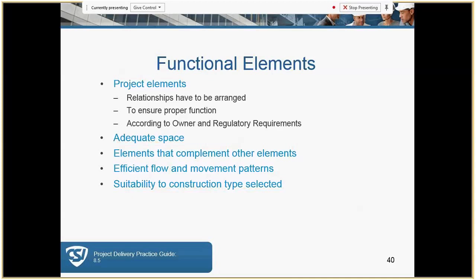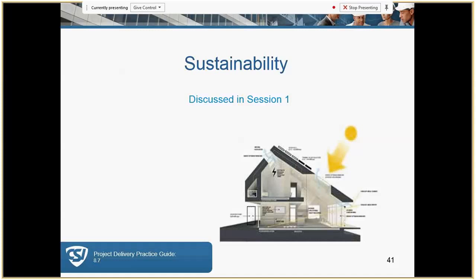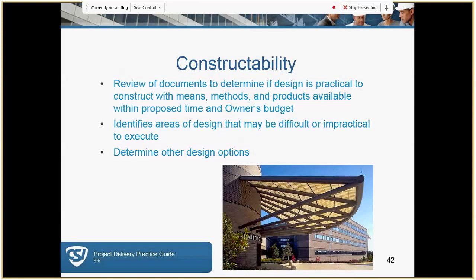So sustainability, it looks like you already talked about sustainability. It says discussed in session 1. Constructability. Here we want to review the documents to determine if design is practical. Does it make sense with the means and methods and products available within the time and the budget? We want to look at areas of design that might be difficult or impractical.